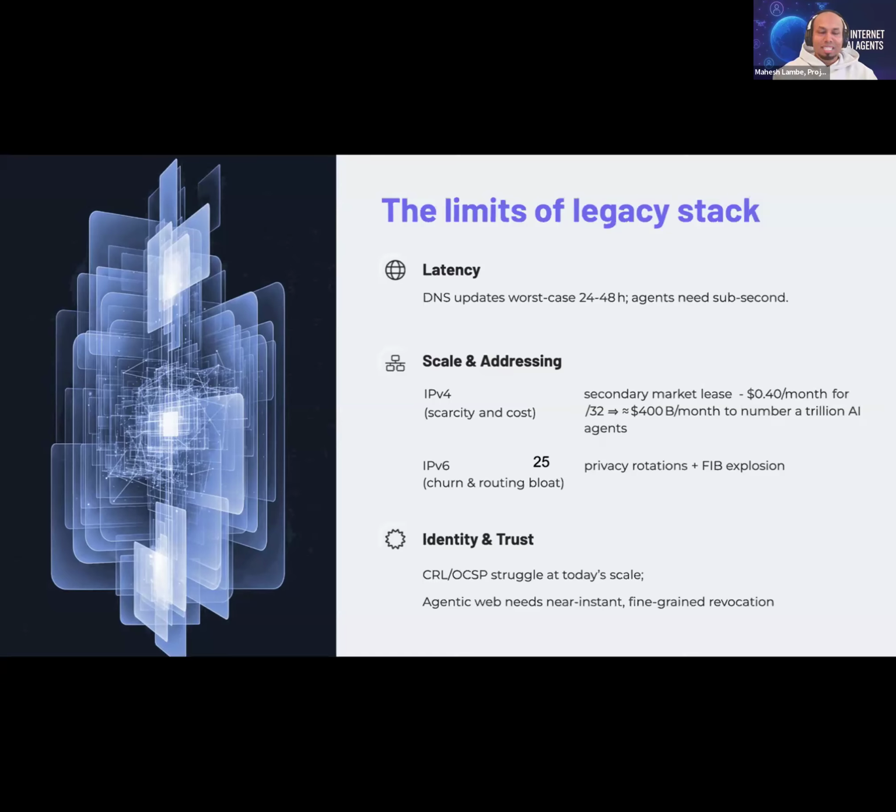So the bottom line is that the current stack was built for a different era altogether: static pages, slow change, human client triggered events. But the Internet of AI agents needs speed, flexibility, and trust. And today's stack can't deliver any of these. And the most important thing, at scale. Yeah, the next one, please.